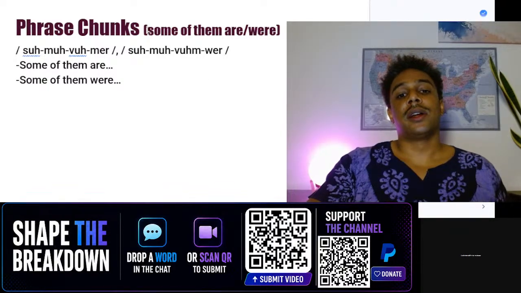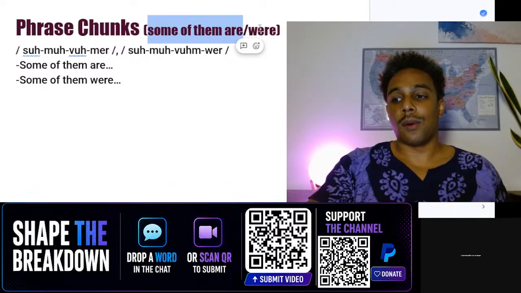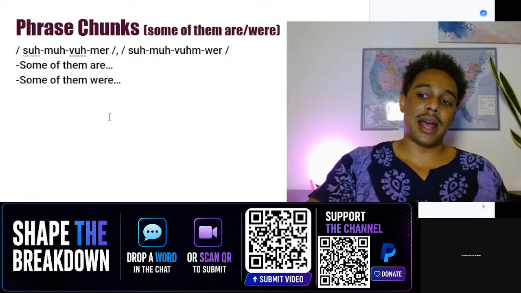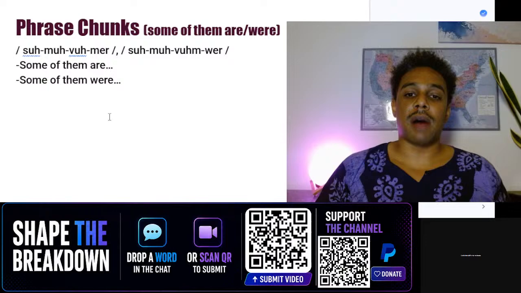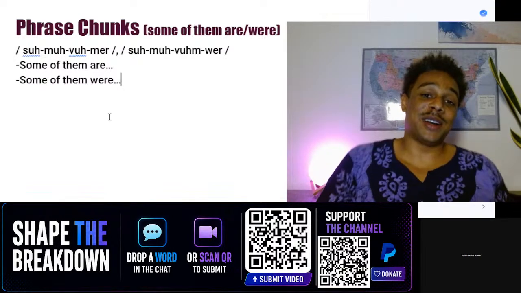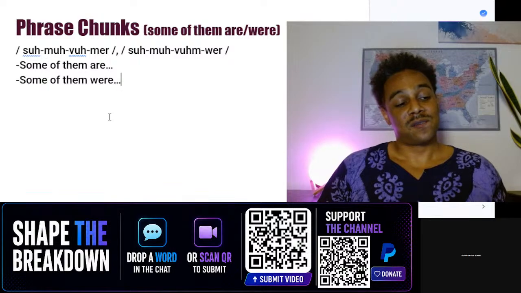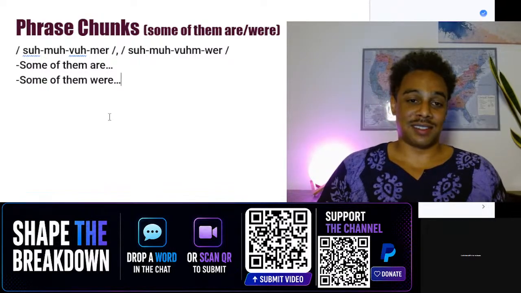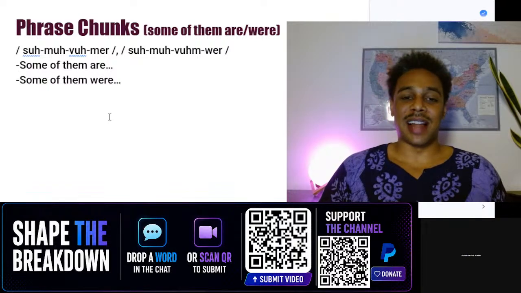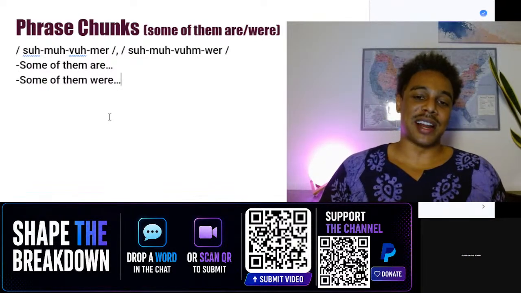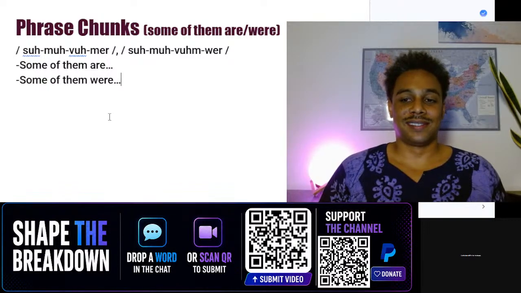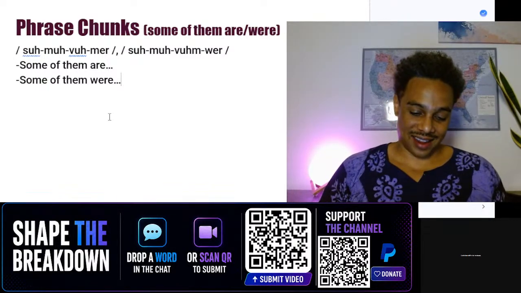So, phrase chunks. Today we're working on "some of them are" or "some of them were." So how do you guys pronounce this? I am betting most of you say "some of them are, some of them were." That's what I hear from most of the students. Put a 1 in the chat if I'm lying. If I'm lying, that's not how most non-native speakers pronounce it. Put a 1 in the chat. I hear that every day.